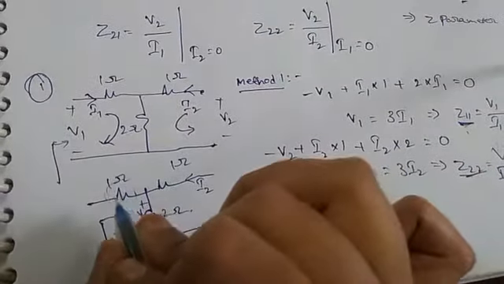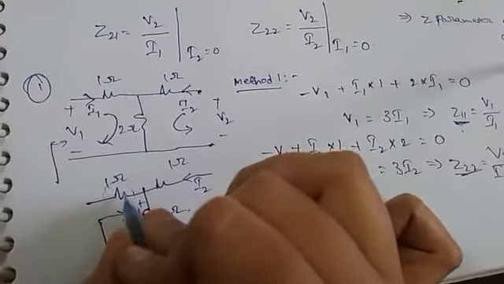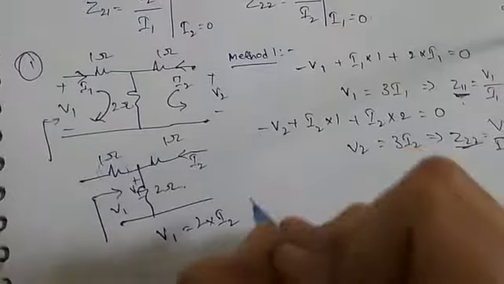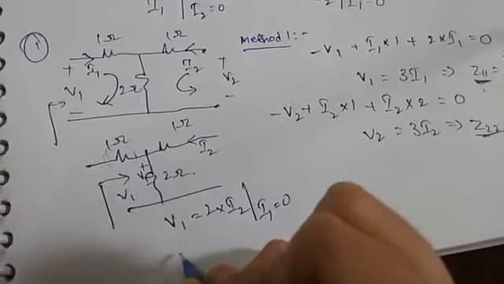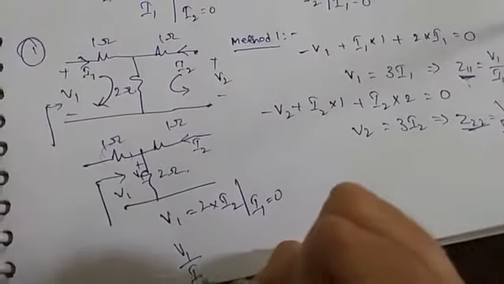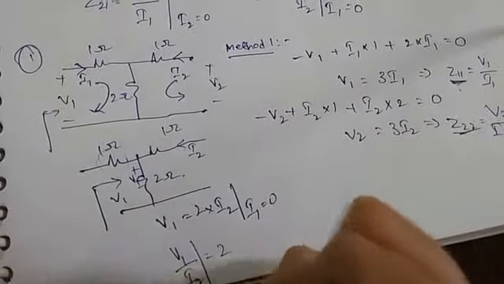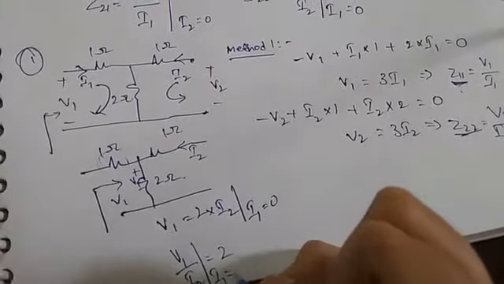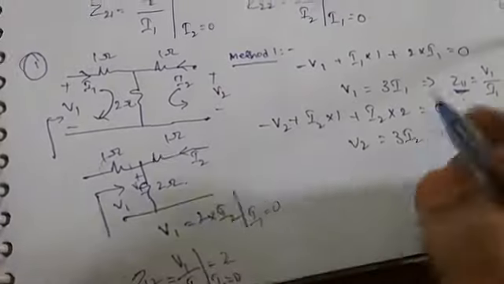This happens only when I1 is 0. Without I1 equal to 0, there will be a voltage drop across your 1 ohm resistor. So please understand this. This will happen only when I1 equals 0. So V1 by I2 equals 2 ohms. It is nothing but your Z12.